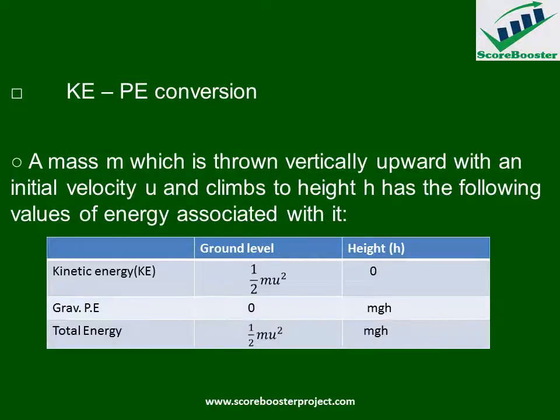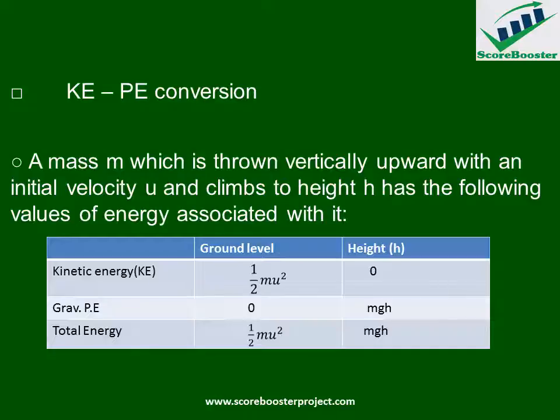Now, having understood the meaning of kinetic and potential energy, the next thing to consider is the kinetic energy potential energy conversion. I mean KE-PE conversion. We are to note that a mass m, which is thrown vertically upward with an initial velocity u and climbs to height h, has the following values of energy associated with it. So it's going to have the two energies, the kinetic energy and the gravitational potential energy.